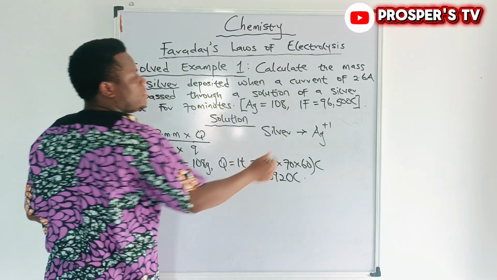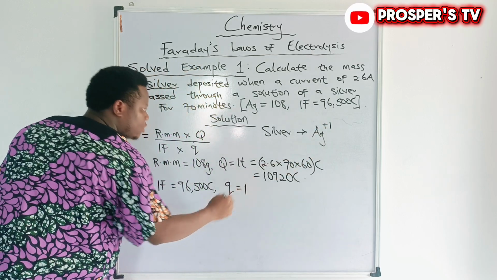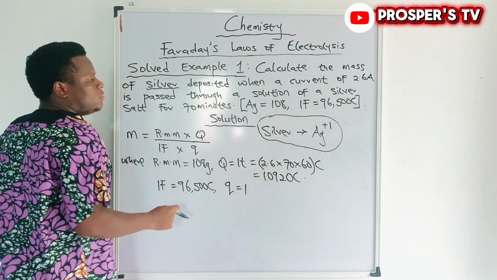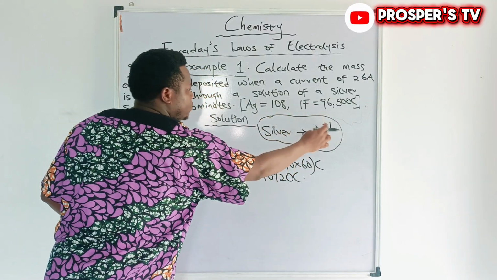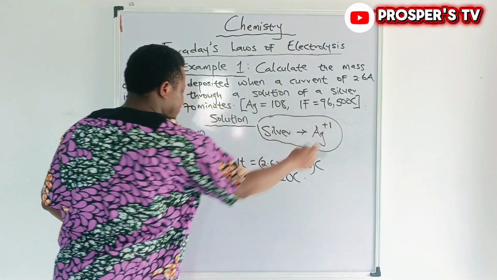+1. Take note of that. So you're working with the magnitude here, which is 1. So your Q here is 1. So that's how you get your Q. Q is just the absolute value of the oxidation number of the element.